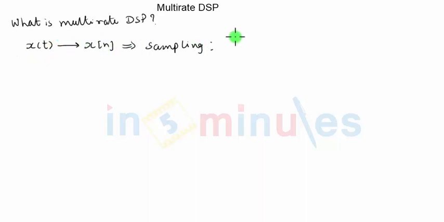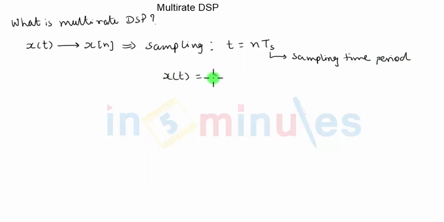In the process of sampling, we simply replace the continuous time variable t with an expression nts, where n will be nothing but an integer. It will take integer values, and ts is the sampling time period. By doing this, we convert x of t to x of nts. So all we have to do is we simply read the values of x of t at discrete time instance.